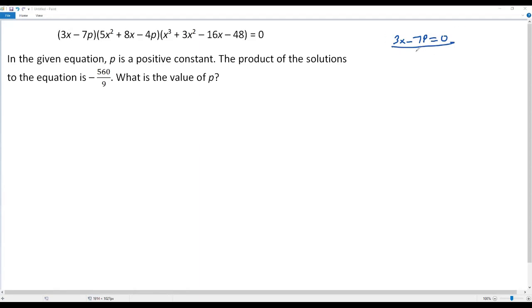That is, we'll have only one value for x. Okay, now let's solve for x in this equation. Let me add 7p to both sides. When I do so, this negative 7p and positive 7p will cancel out. I am getting 3x equals 7p.